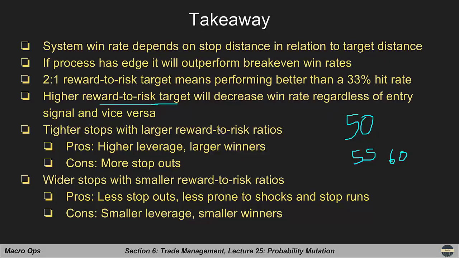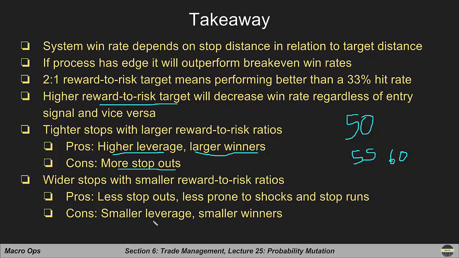So in general, tighter stops with larger reward to risk, you're going to have higher leverage on your trades, which means larger winners. But then you're also going to have more stop outs, right? Because your stop is much closer than your target, hence the larger reward to risk. And if you're taking wider stops with smaller reward to risk, you're going to have less stop outs. You're less prone to shocks and stop runs.